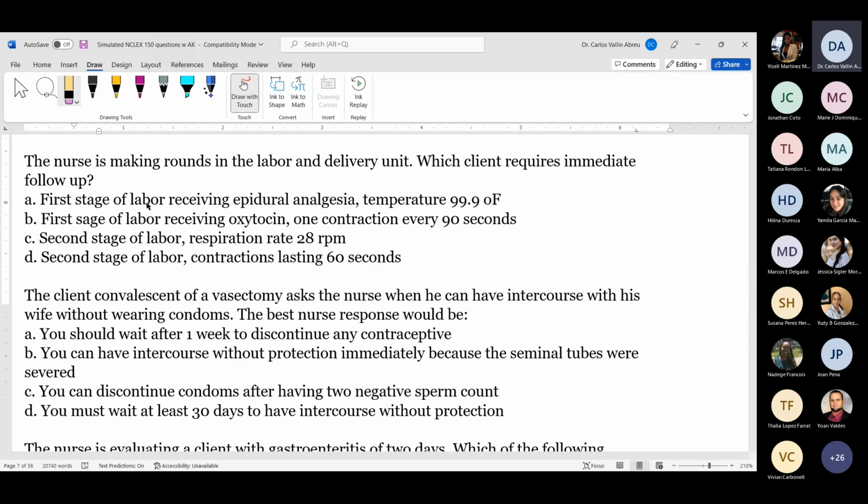First stage of labor, receiving epidural analgesia, temperature 99.9. First stage of labor, sorry for the typo, receiving oxytocin, one contraction every 90 seconds. Second stage of labor, respiration rate 28 respirations per minute. Second stage of labor, contractions lasting 60 seconds. What is wrong here? What is not expected that requires follow-up?